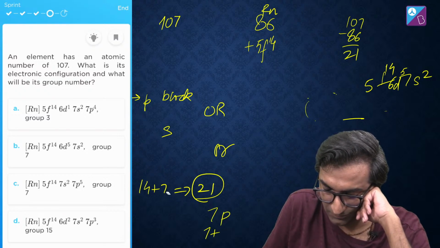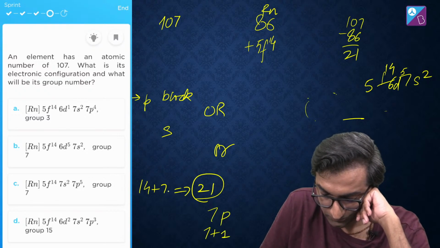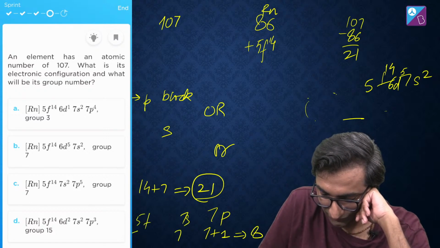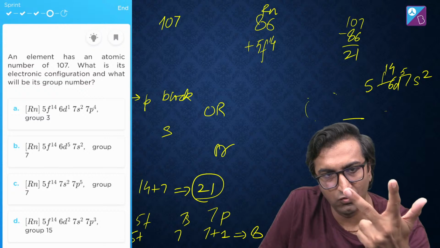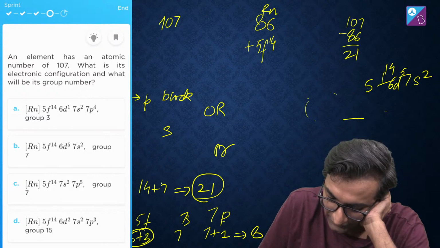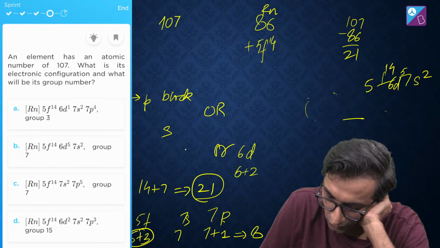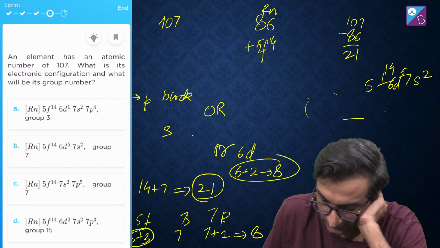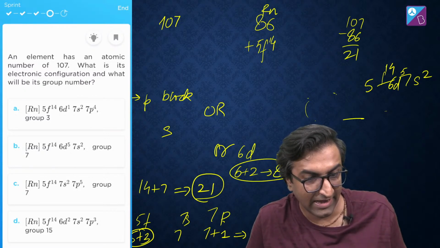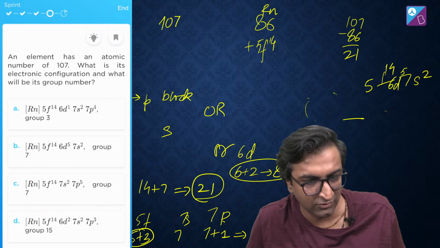So 7P has n plus l of 7 plus 1, which is 8. 7S is 7. 5F is 5 plus 3, so this is 8. Okay, so 7P, 7S, 5F. Interesting. What about 6D? 6D was 6 plus 2, which is still 8. I just feel it should be 6D from the logic of this thing.